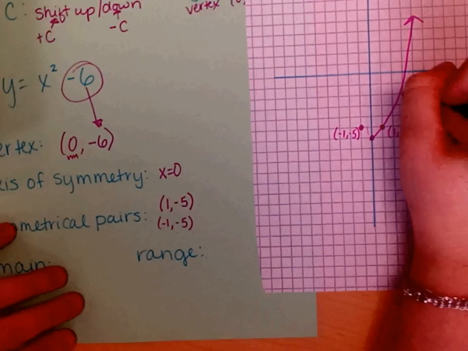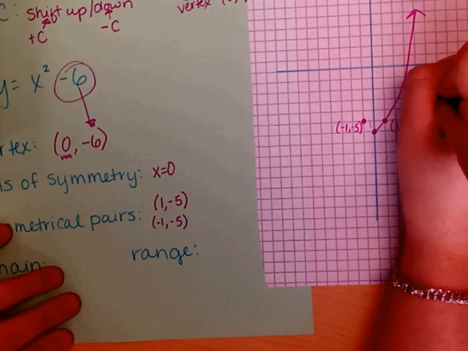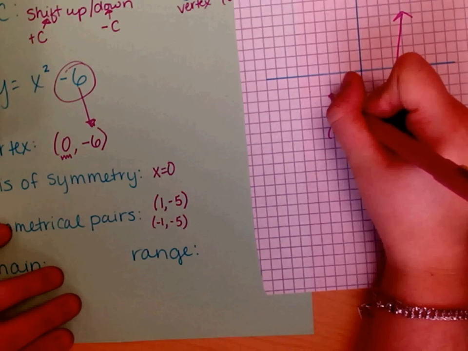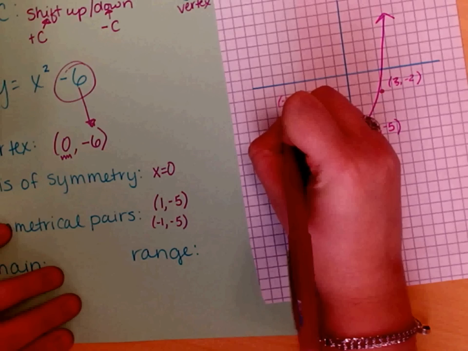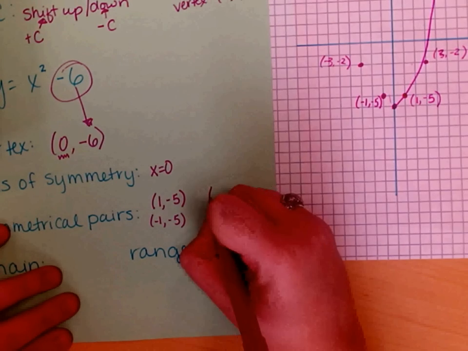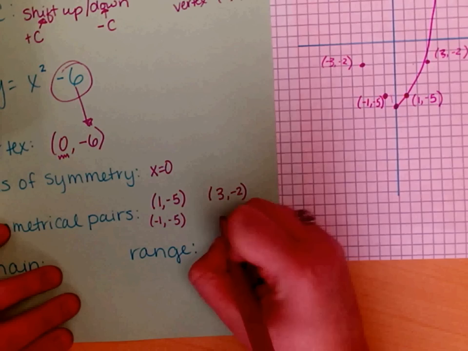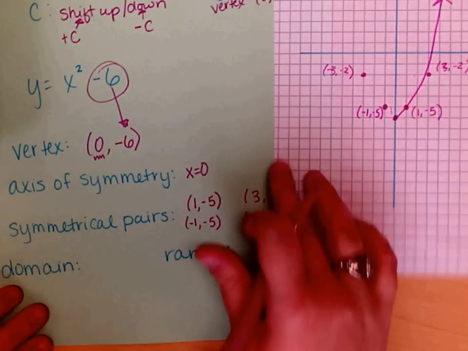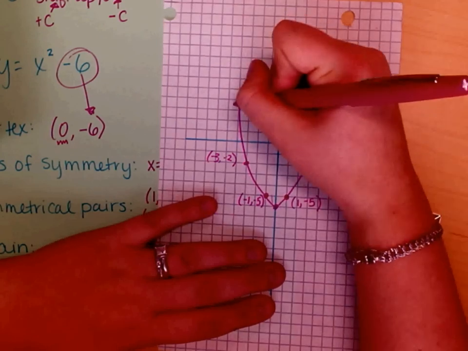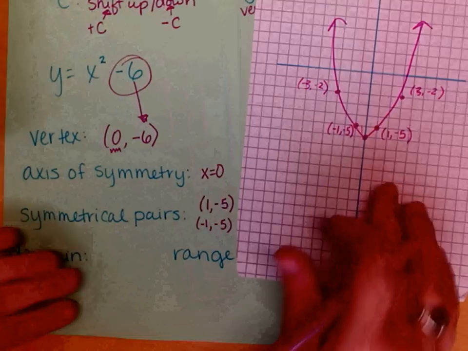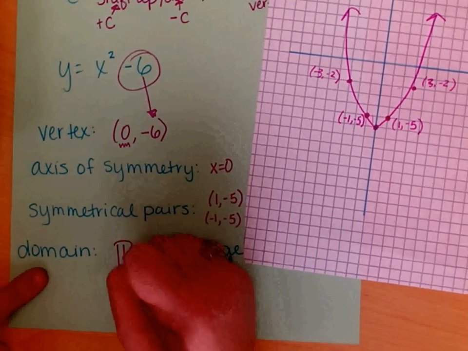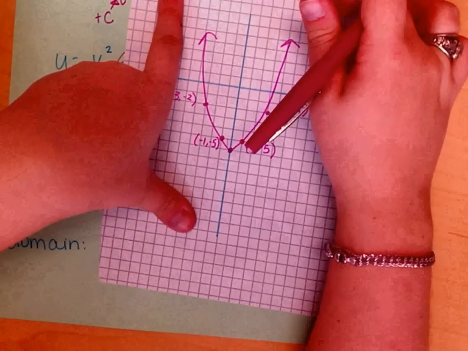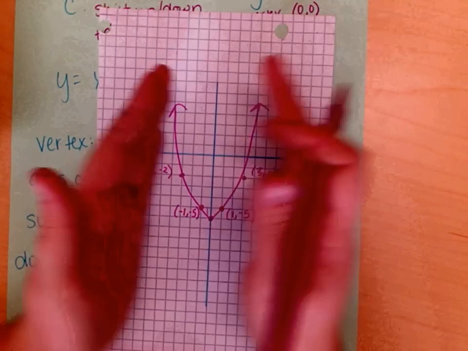Same thing over here. If I have 3, negative 2, its symmetric pair, that is the exact reflection, is negative 3, negative 2. So I'm only changing the x value. So be able to list some symmetric pairs and their partners. Axis of symmetry is always x equals 0 in this class because we're not shifting our parabolas left and right yet. Domain and range. Domain, always all real numbers. It's always going to cover every single x value. This parabola goes on forever. It's never going to stop at any point. So every x value is always going to be included.